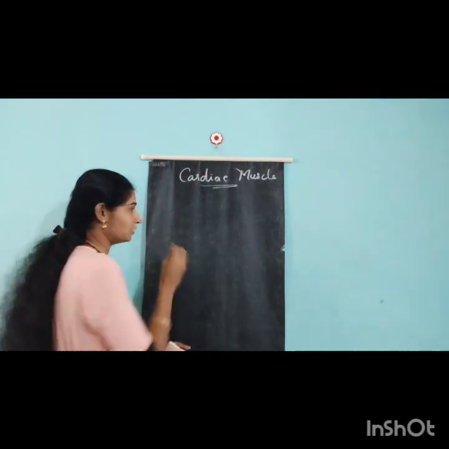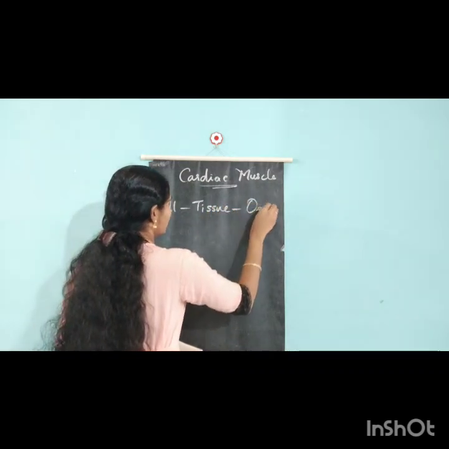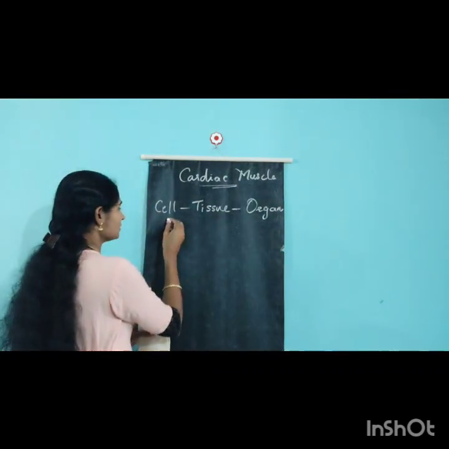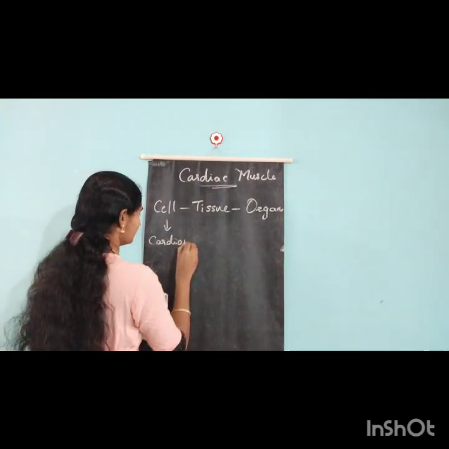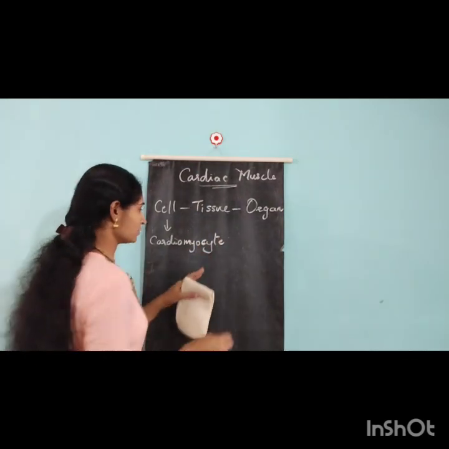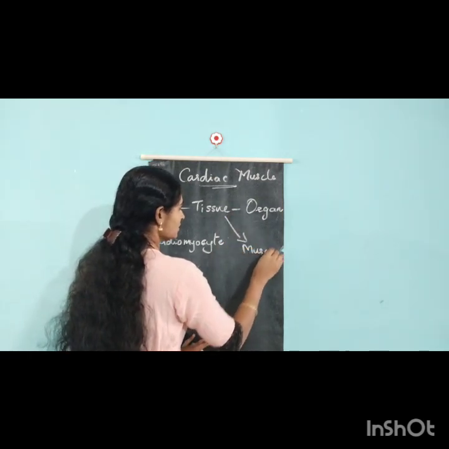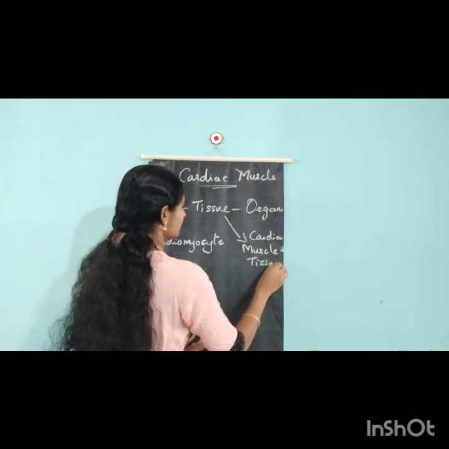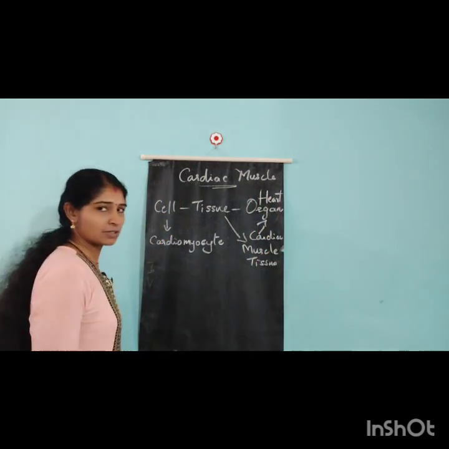So in my first class I told you, from cells the tissues are formed, from tissues the organ, and all the organs combine together to form the organ system. Here the cell is what? Cardiomyocyte or cardiomuscle cell. So we are going to study about cardiomyocyte. Many cardiomyocytes are combined together to form a cardiac muscle tissue. And this will form the organ called heart. Clear?